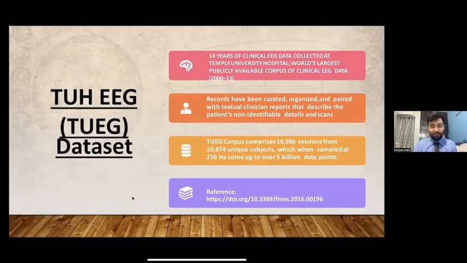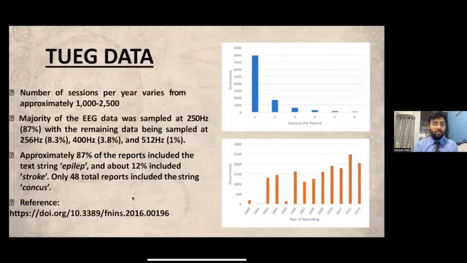The reference is given for the same. And the number of sessions per year varied approximately from 1,000 to 2,500 sessions. And this took place from 2000 to around 14 years after that. The majority of EEG data was sampled at a frequency of 250 Hz.